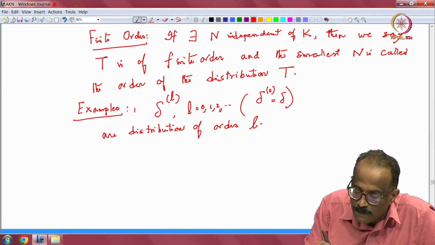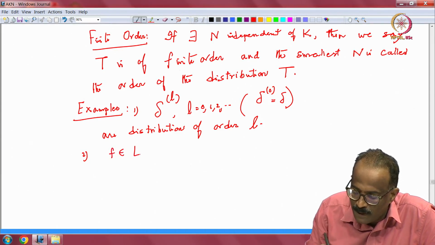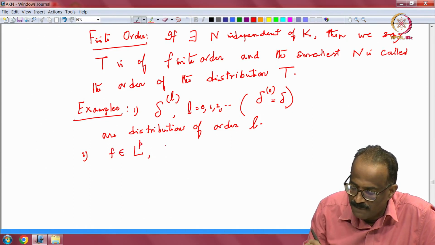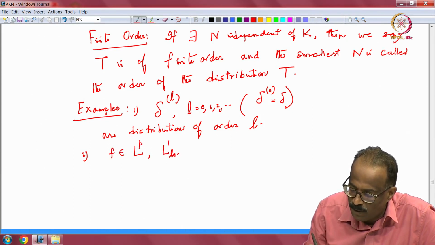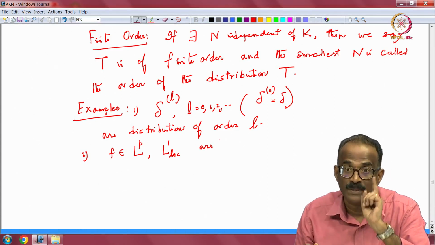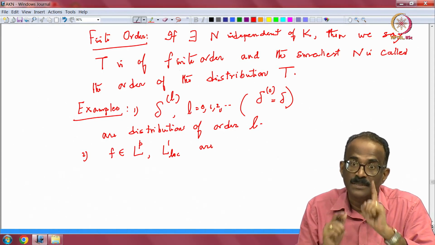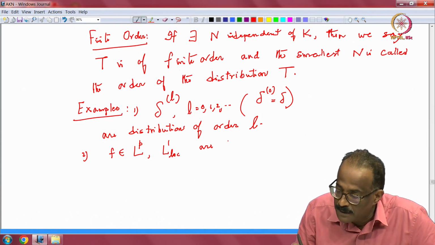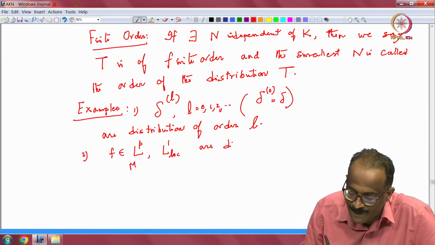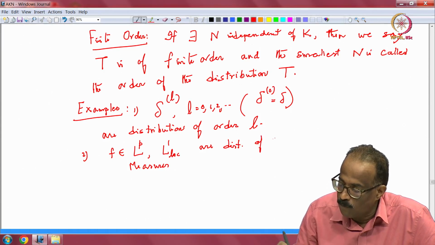Okay. Not only that, all f in L^p, or L^1 loc or L^p loc, whatever it is, are distributions of order 0. So, delta is a distribution of order 0; you do not even need the first derivative. Delta prime is a distribution of order 1. And even measures, all these examples are distributions of order 0.